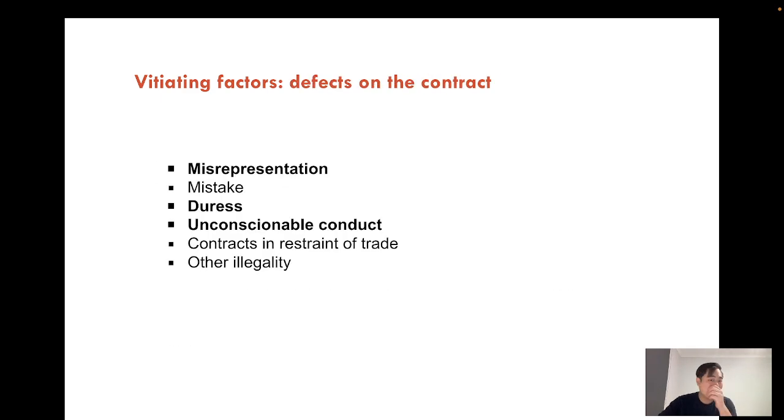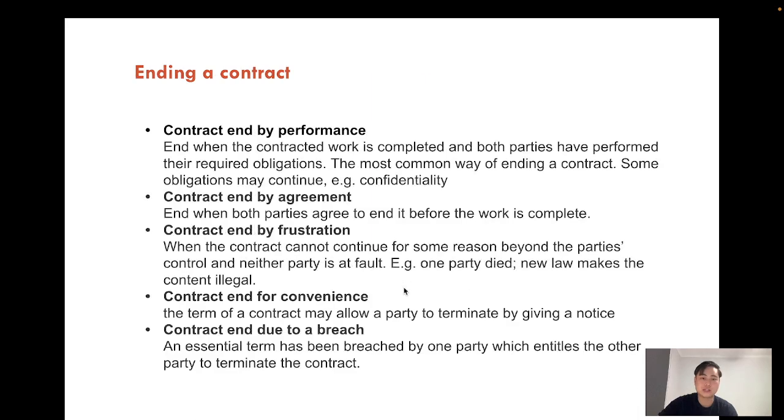So these are aspects that would make a contract void. If you misrepresent, if you have a mistake, you have duress. Duress is me holding a gun, threatening you to sign the contract. Unconscionable conduct is immoral or unfair conduct, as described by a court. So this is hard to prove. Contracts in restraint of trade or other illegality, such as against the Australian Consumer Laws, the ACL, would cause defects within the contract. So these are just the clauses.